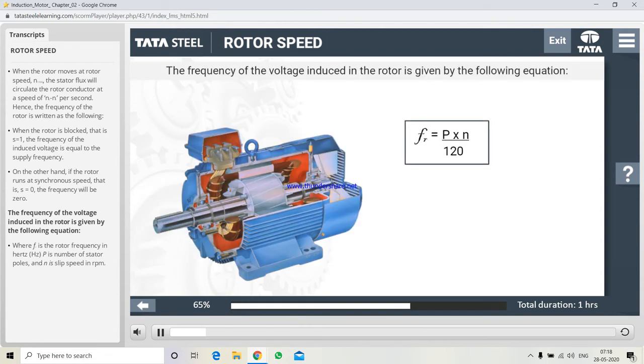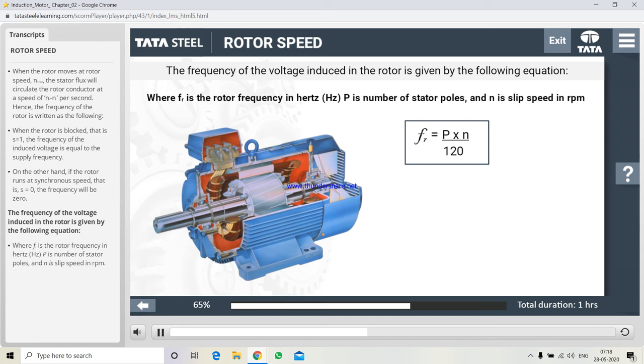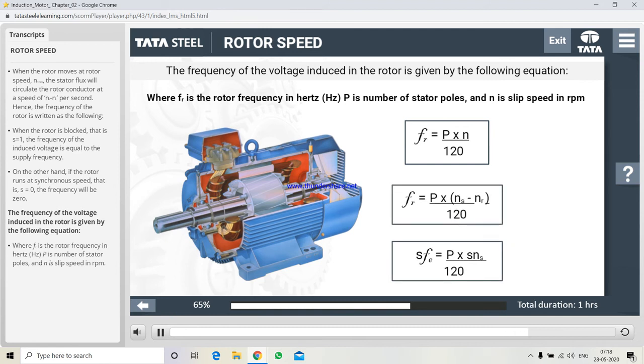The frequency of the voltage induced in the rotor is given by the following equation, where f_r is the rotor frequency in Hertz, P is the number of stator poles, and N is slip speed in RPM. Click Next to continue.